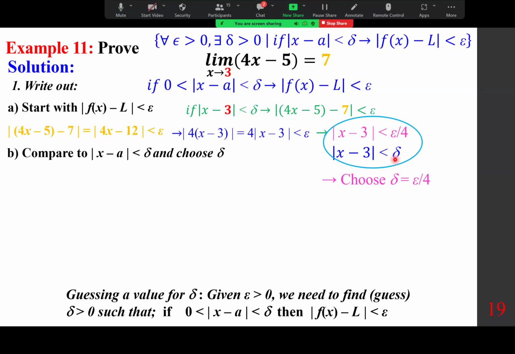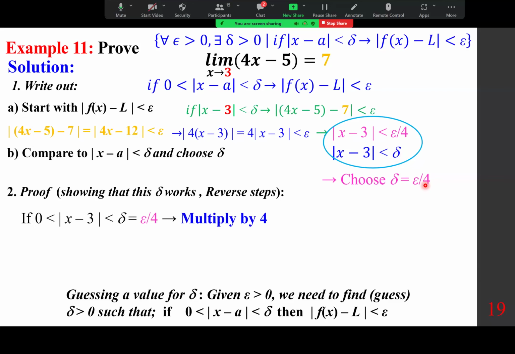Now the proof is to show that this choice of delta works. Reverse steps. So we are going to go from here back to here. How do we do that? Well, we start writing this, and the choice for this is epsilon over 4. So if the absolute value of x minus 3 is between 0 and delta, or epsilon divided by 4, and I want to go back up there because this is divided by 4, I'm going to multiply both sides by 4.